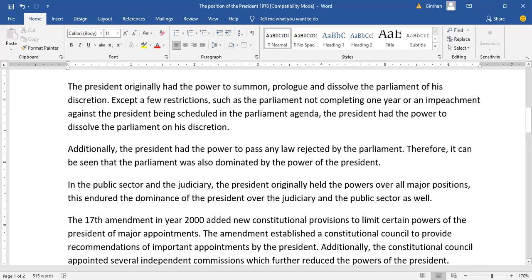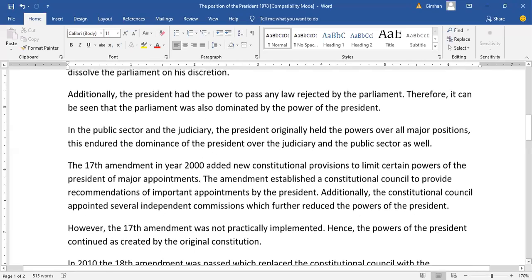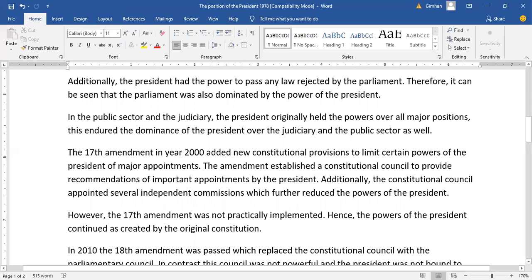The only two restrictions, only two restrictions. One is the parliament not completing 1 year. What does that mean? If the parliament is new, if the parliament hasn't completed 1 year since its inaugural session, then the president can't dissolve. And the other thing is, if there is an impeachment against the president already included in the parliamentary agenda, you know, an impeachment is basically a suggestion to remove the president, right? So if that's the case, the president can't dissolve the parliament. That's all. Other than that, the president could dissolve whenever he wanted. Then, additionally, the president had the power to pass any law rejected by the parliament.